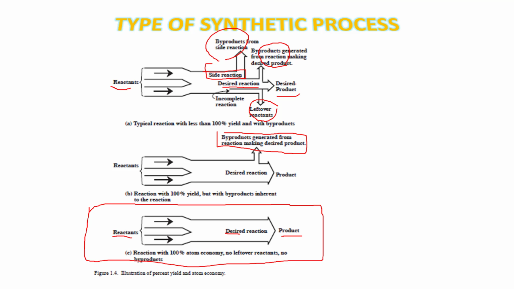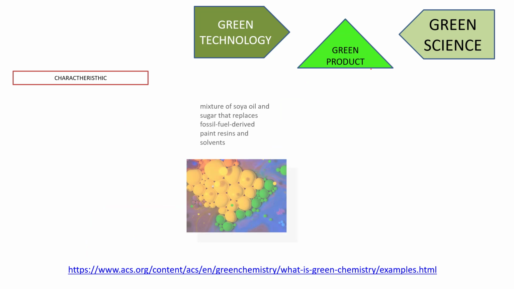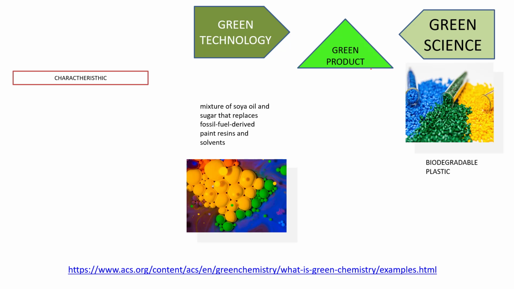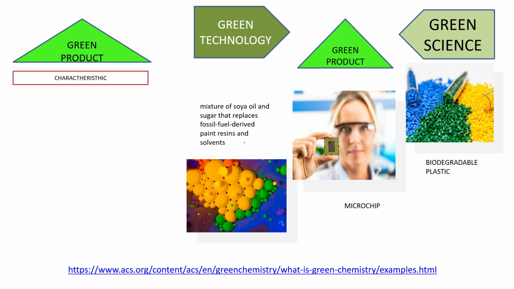Can you imagine, what we want is only the product, but we produce four types of things. Three of them are undesired. So green technology, especially with the scientists' approach, is in order to make more atom economy. With green technology and green science, we hope to give the best results as a green product. This is the picture of a green product that has also appeared in this period of technology.